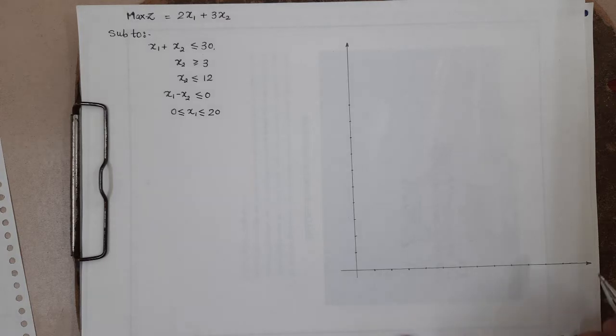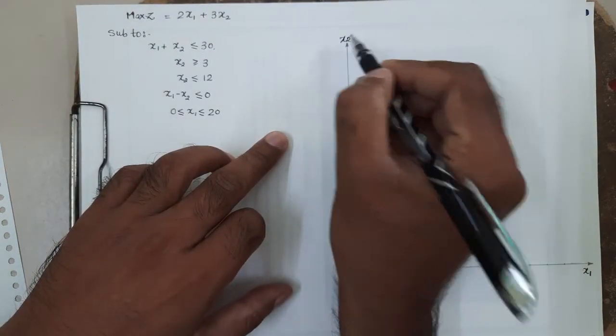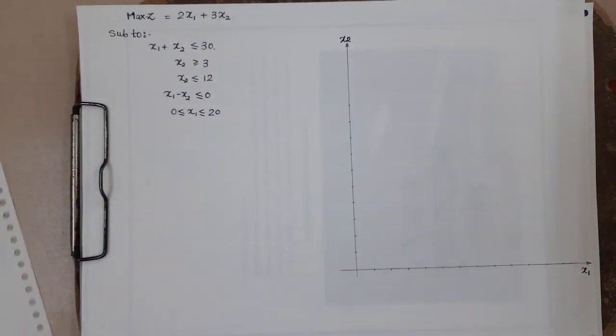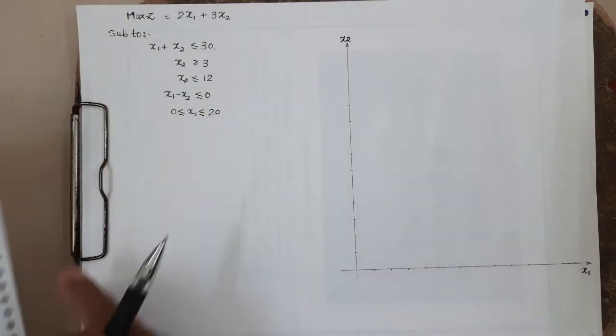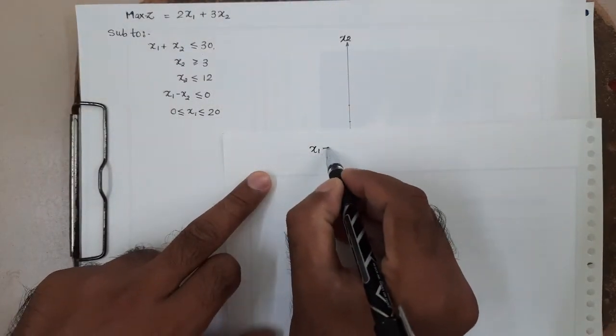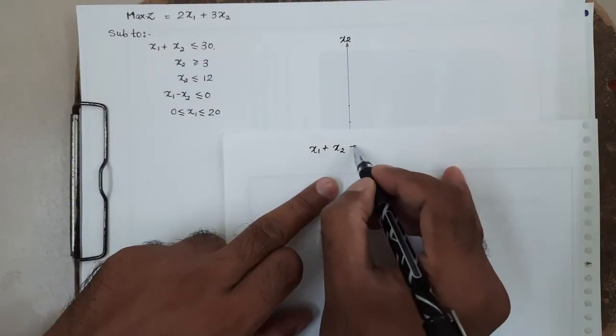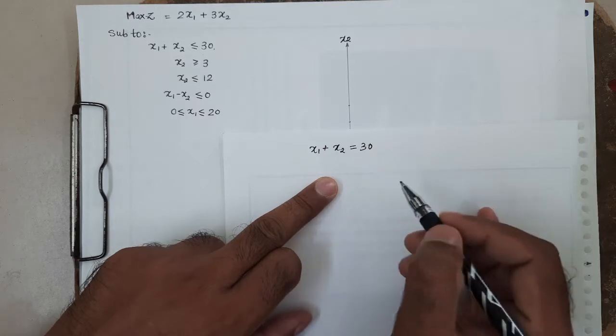In the first step, the mathematical formulation is already done. So let this axis be your x1 and this axis be your x2 axis. We have to plot this constraint 1. So let us consider constraint 1. What is constraint 1? It is x1 plus x2. Convert this inequality into equality, so it is equal to 30.